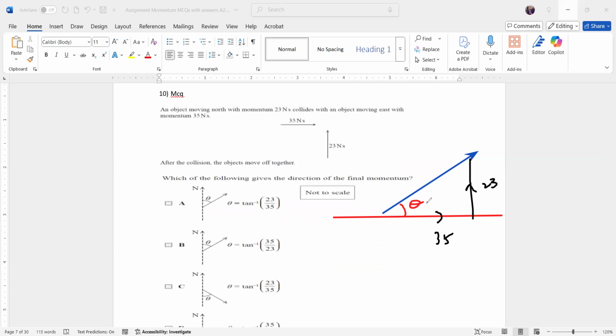So if the angle from the horizontal is given, this is the base for us and here is the perpendicular. When we use tangent theta, perpendicular divided by base, it will be 23 divided by 35, so theta will be tan inverse 23 over 35. If the angle from the x-axis was given in the question, then this will be the answer. But the angle from the vertical is given to us, so we took it the other way around. Is it clear? It totally depends on the perspective, which direction or which angle you are taking.